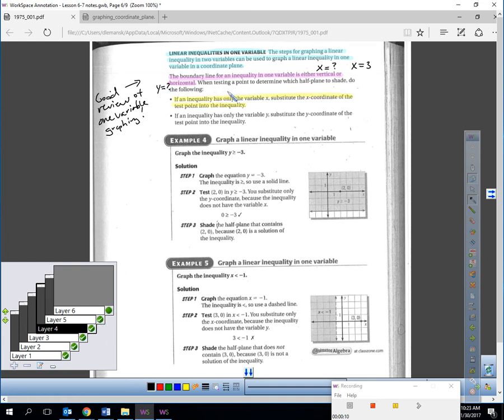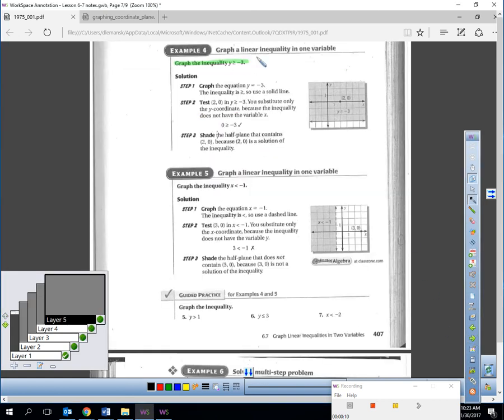And then you'd use a test point and decide what side to shade. So if an inequality only has the variable x, you substitute the x coordinate of the test point in the inequality. If the inequality only has the variable y, then you'd substitute the y coordinate. Here would be a good example. Graph the inequality y greater than or equal to negative 3.